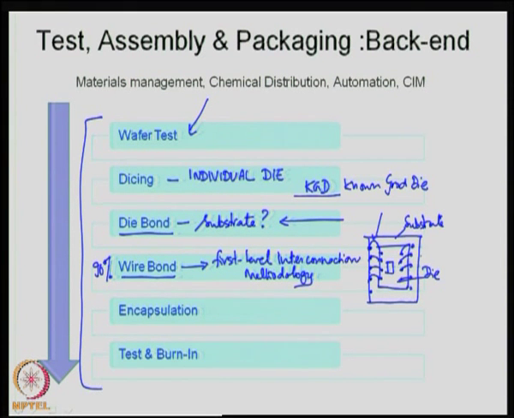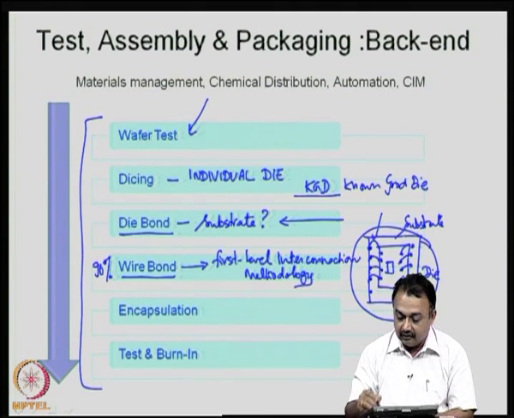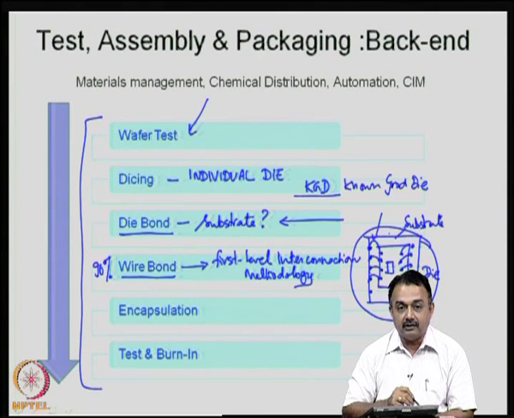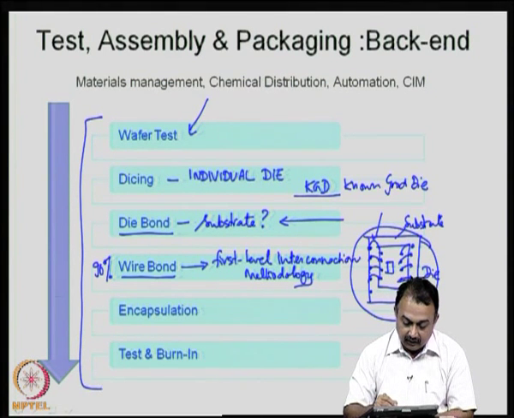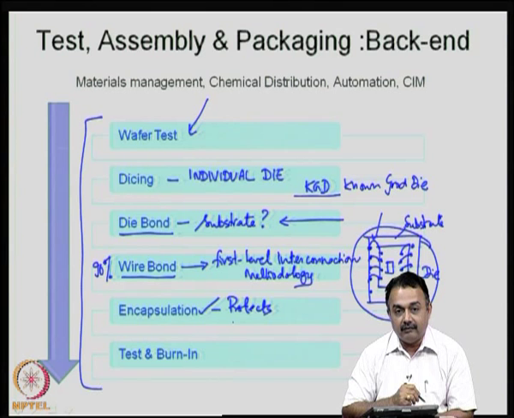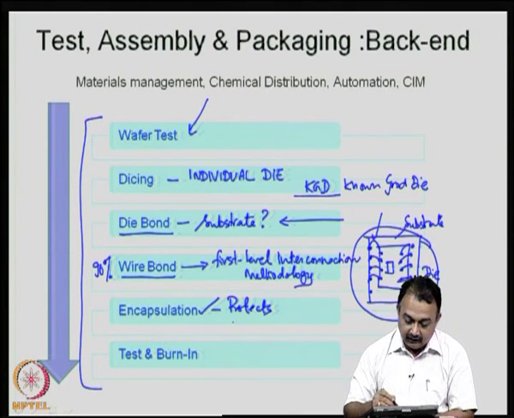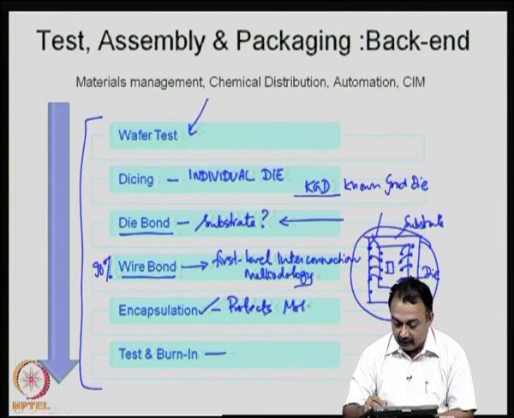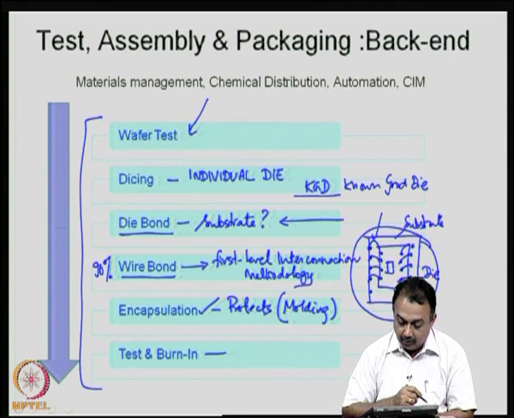Now, once the wire bonding is done, you have to protect the wire bonds. So, that process is called encapsulation. Here it basically protects the first level interconnections that you have done. And finally, after the molding, this is also known as molding. Encapsulation is also known as molding.